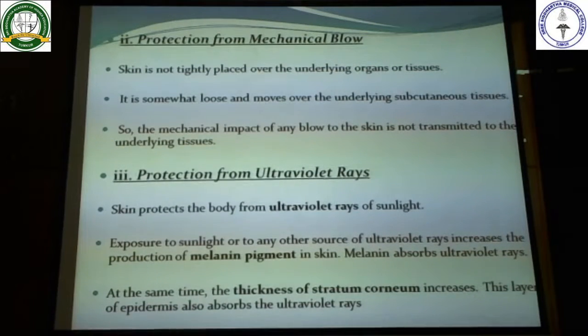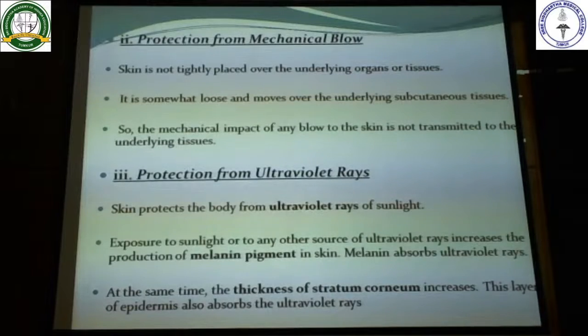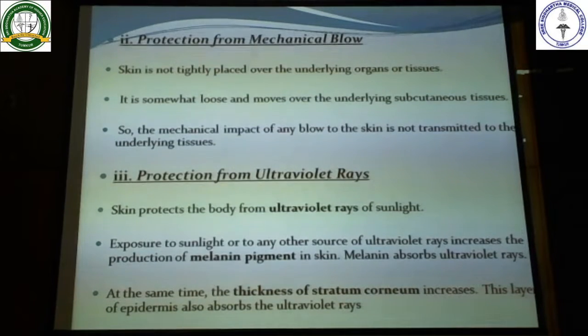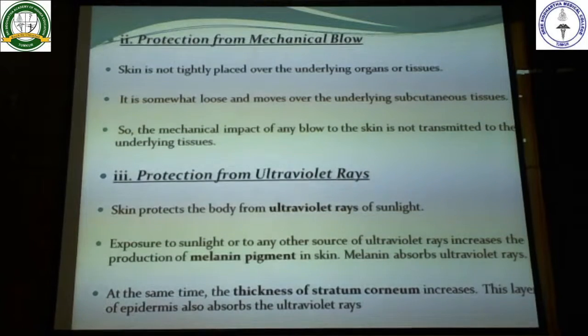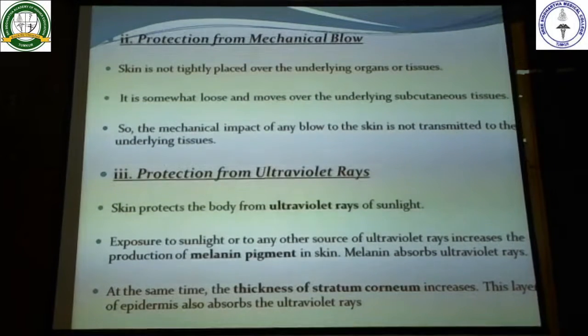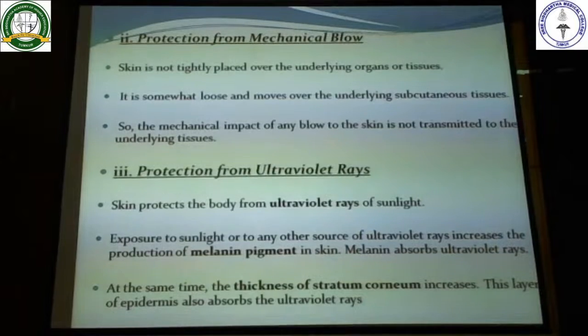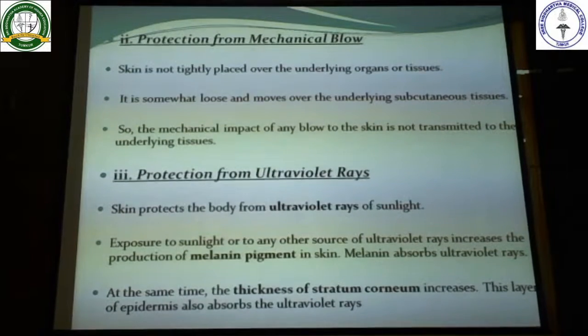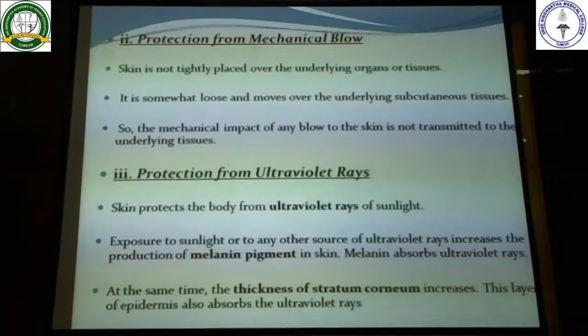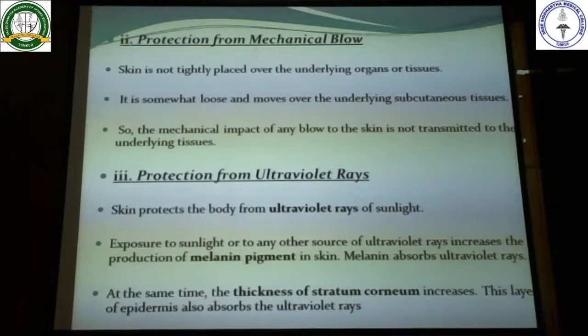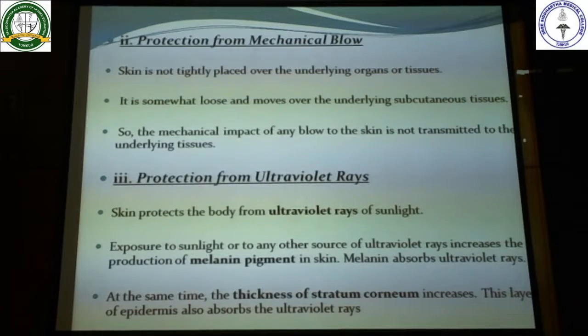So not only is melanin produced in the skin, but at the same time, when the skin is exposed to ultraviolet radiations, the thickness of the stratum corneum also increases, and this layer also absorbs the ultraviolet rays. So melanin is absorbing, and the thickened stratum corneum layer is also absorbing the ultraviolet rays, and hence it is providing the protection.